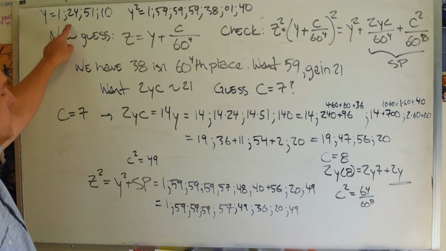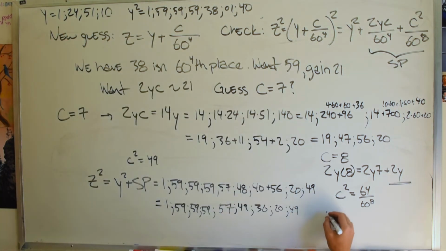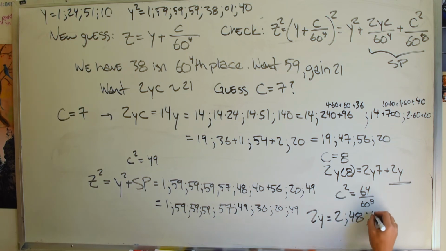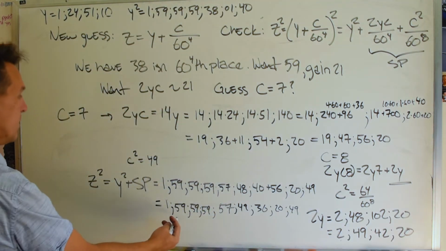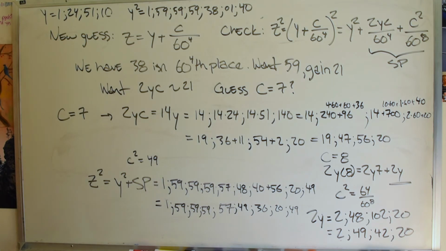I multiply that by 2. So 2y is going to equal 2, 48, 102, 20. And I have to do a little bit of carrying here, but not a lot. 2, 49, and then 42, 20. Okay, so if I add in 2, 49, 42, 20 to this number, that'll represent what happens when I get c equals 8.